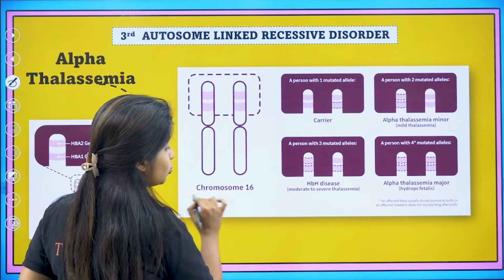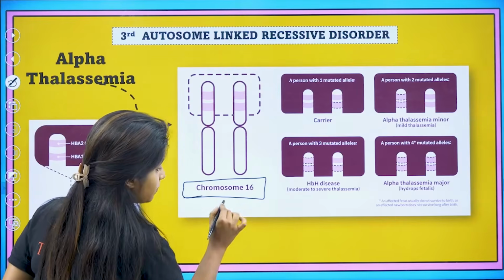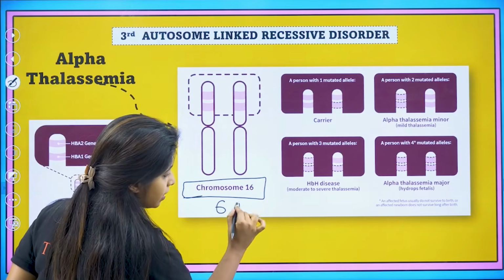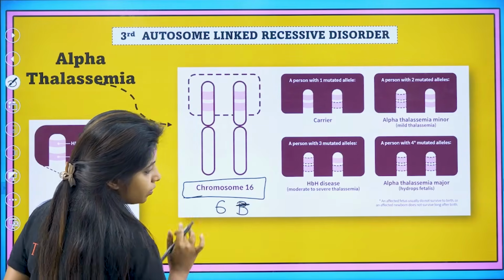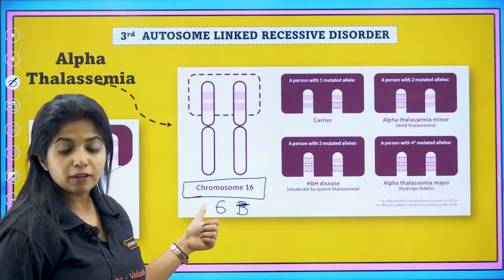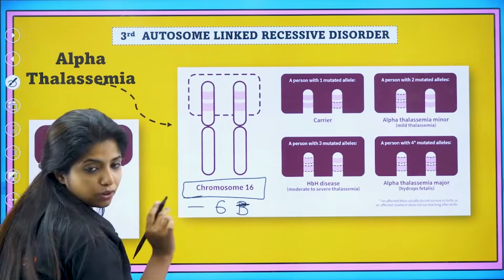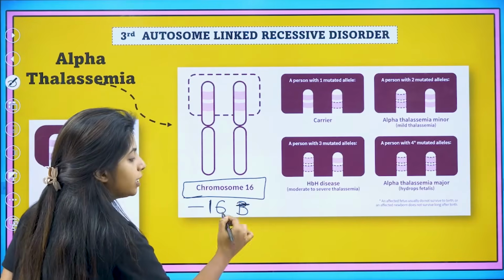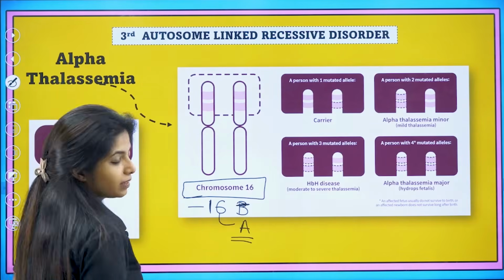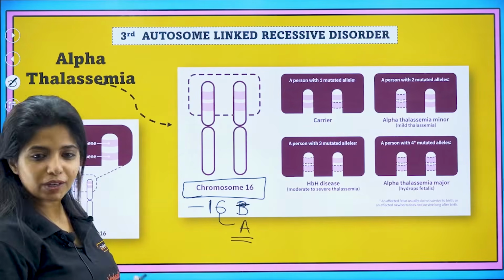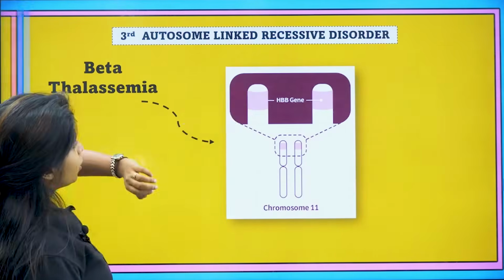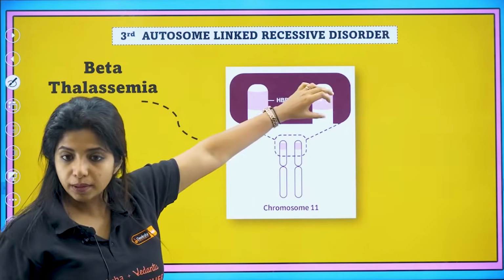This is where, on chromosome number 16, I always say 6 looks like half B. Suppose I remove the B over here, it looks like 6. So people usually go with 6 for beta globin chain. No. 16 is the opposite. It's for alpha globin chain. 11th chromosome is for beta globin chain. Okay, now if we talk about beta globin chain, there is only one gene, HBB.